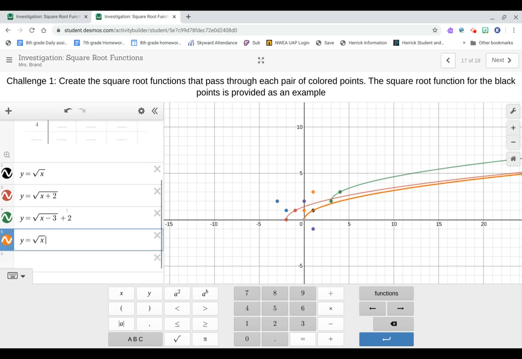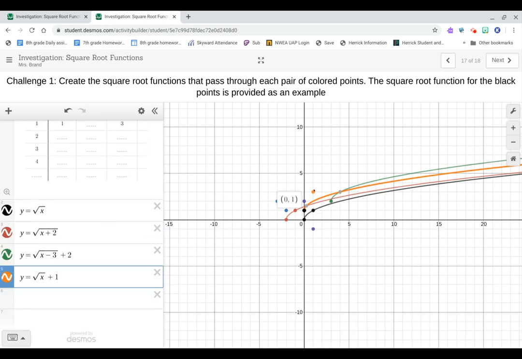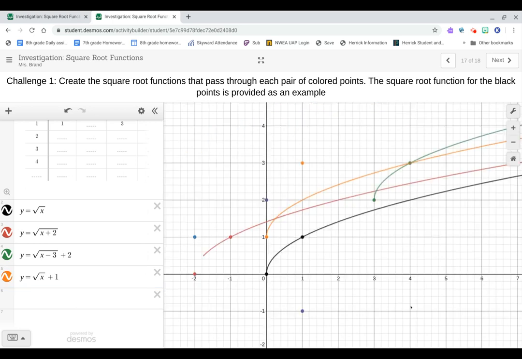Now, it definitely goes up 1 from the parent function. So on the outside of the radical symbol, I'm going to add 1. But I get through the first point, but I don't go through the second point. So if you look at this, and I realize that it's a lot going on here, maybe if I zoom in just for this.